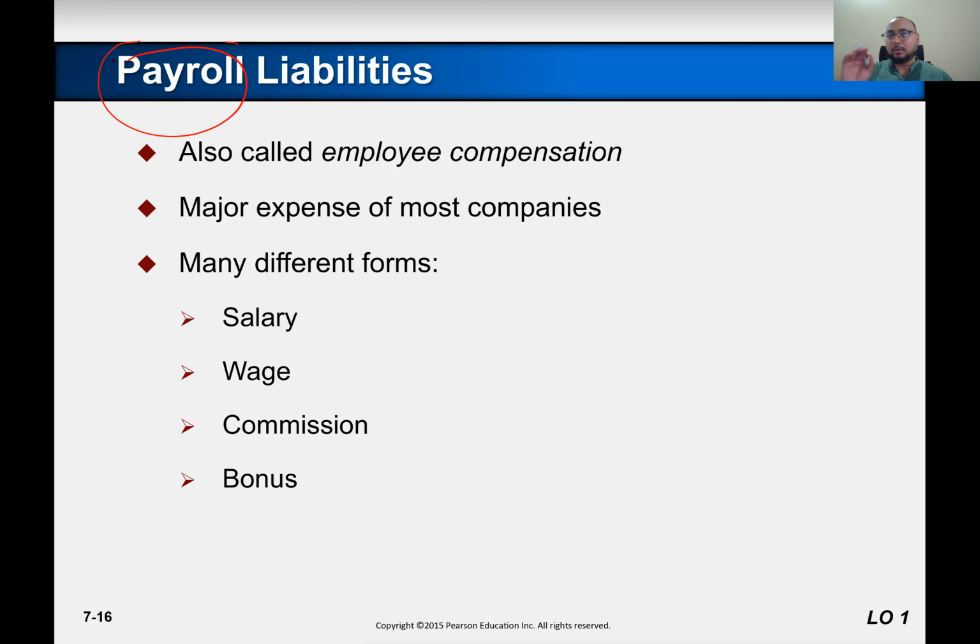On this account, they account for the employee compensation, the major expense of most companies. That's why we use a different name for this one. It may take different forms as well, for example salary liabilities, wages liabilities, commission and bonus, right? It can be a mixture of those as well. So it depends on the company.